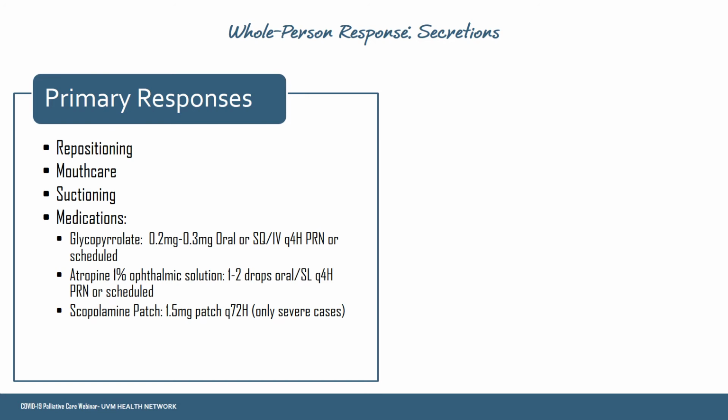Atropine, 1% ophthalmic solution, use 1 to 2 drops oral every 4 hours as needed or scheduled. Or scopolamine patch, 1.5 milligram patch every 72 hours. Use this only in severe and refractory cases as it takes 12 hours onset and can cause increased delirium and sedation.